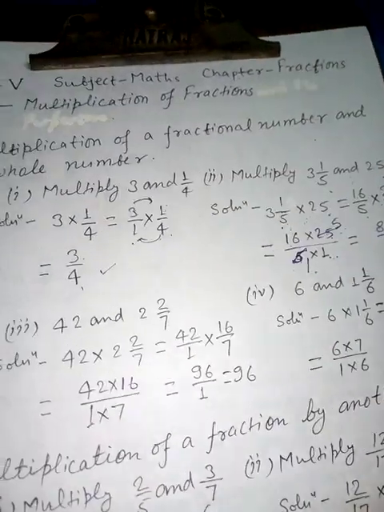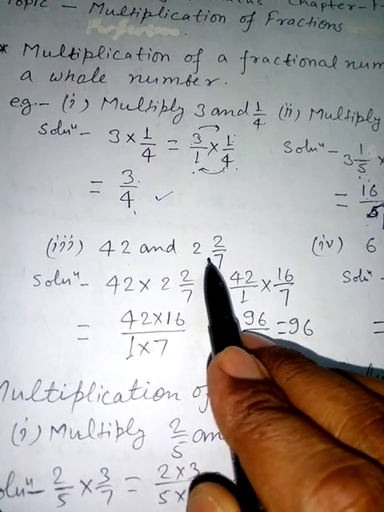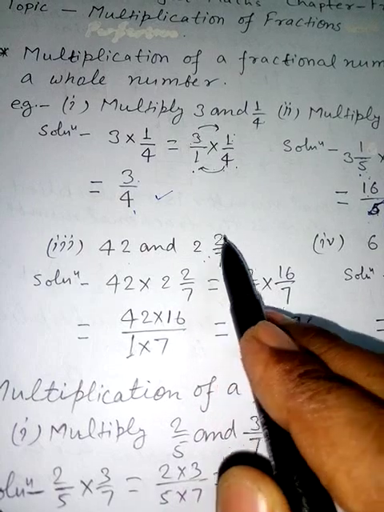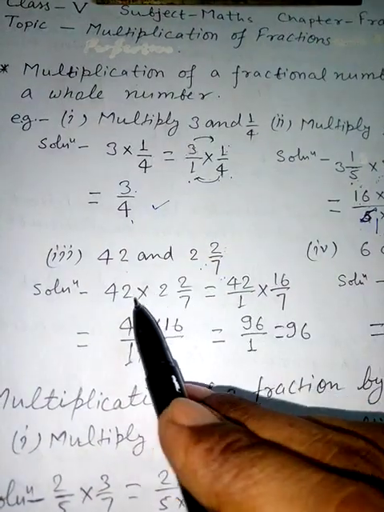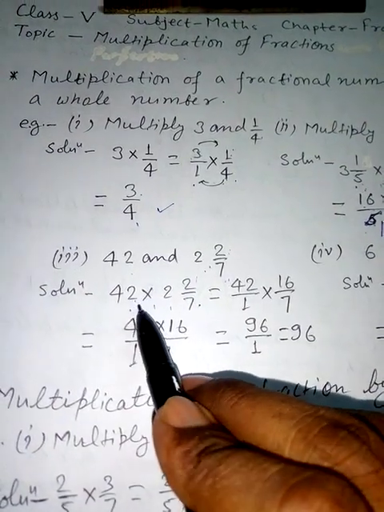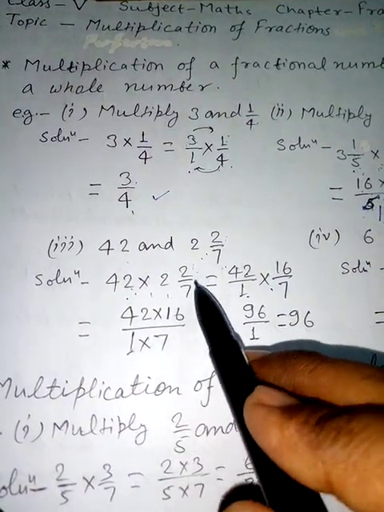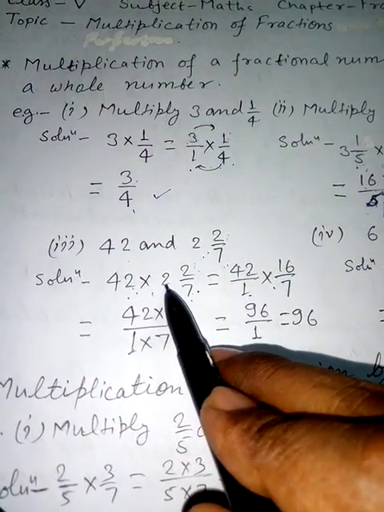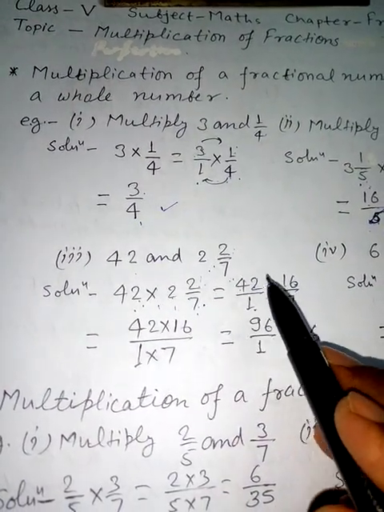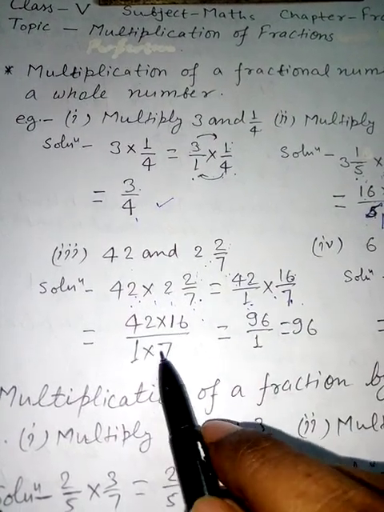The next example, we have to take 42 and 2 whole 2 by 7. We have to multiply 42 and 2 whole 2 by 7. Write down 42 into 2 whole 2 by 7 as it is. 42 can be written as 42 by 1 into 2 whole 2 by 7, which can be written as 7 twos are 14, plus 2, 16, 16 by 7. Now multiply 42 into 16 in the numerator, 1 into 7 in the denominator.